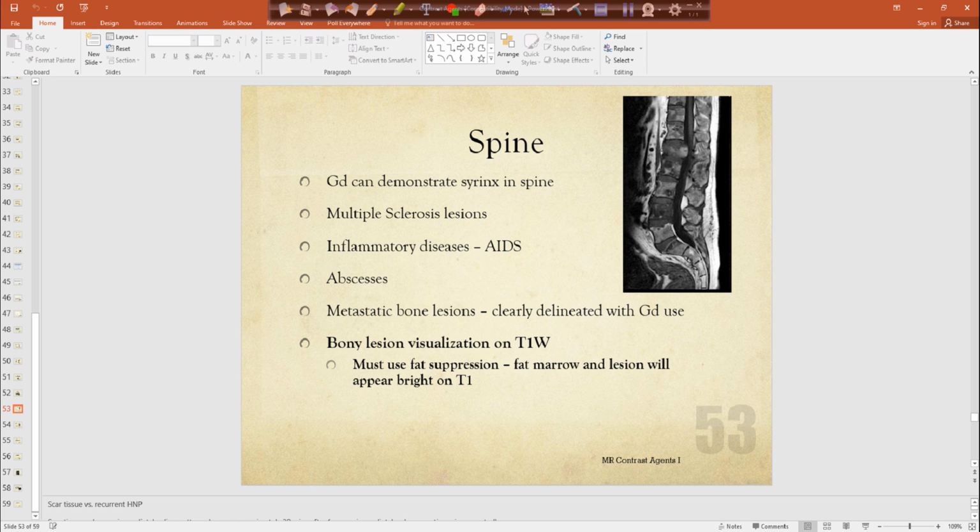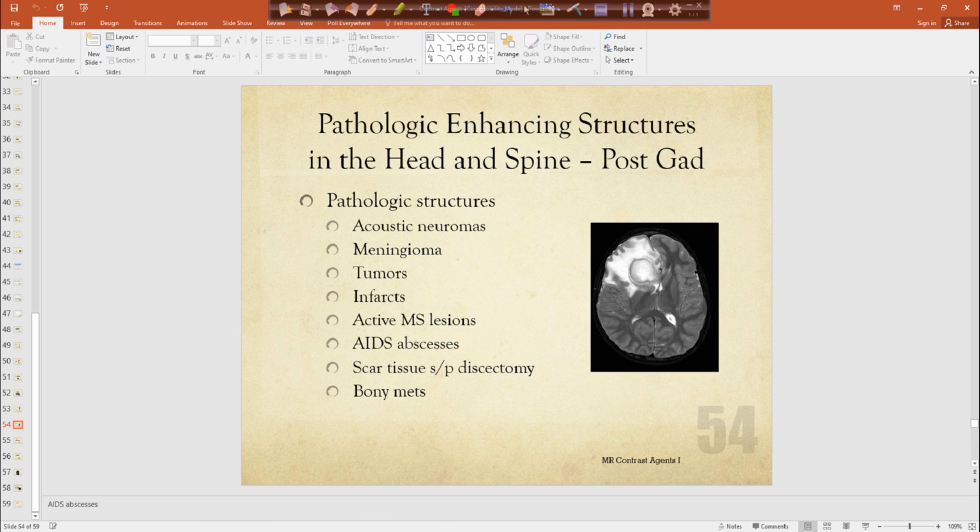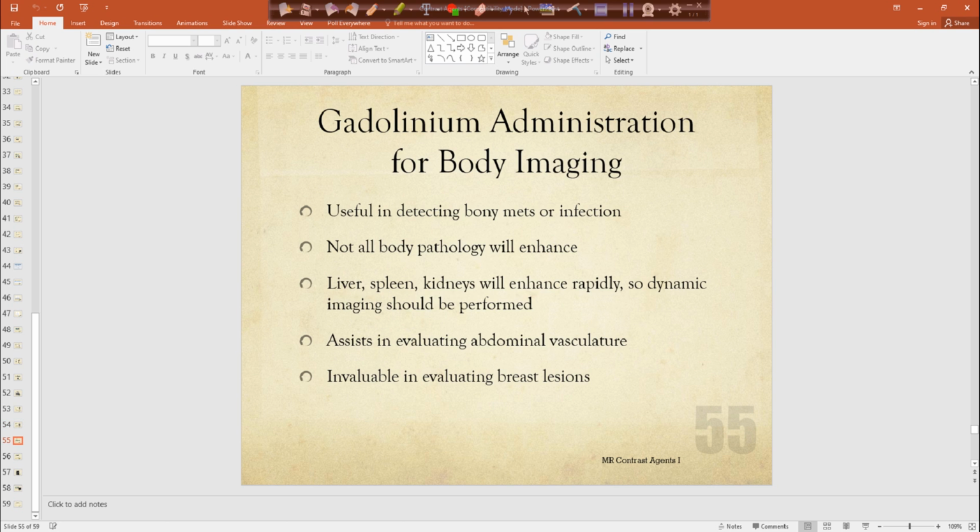The spine, we're looking for syrinx, multiple sclerosis lesions, abscesses, any metastatic bone lesions, and then the scar tissue versus the re-herniation of the disc material. We already talked about that.